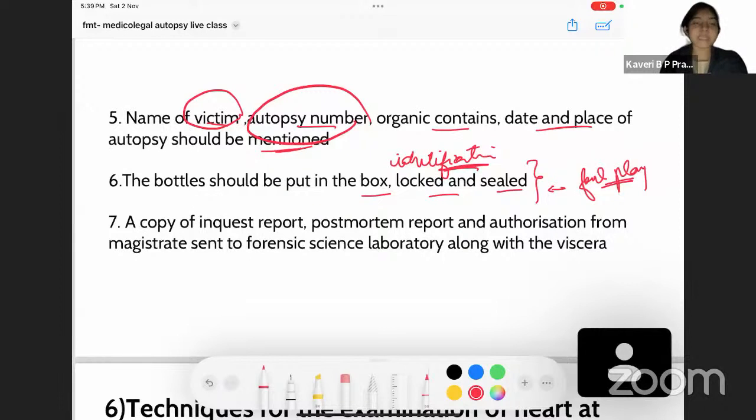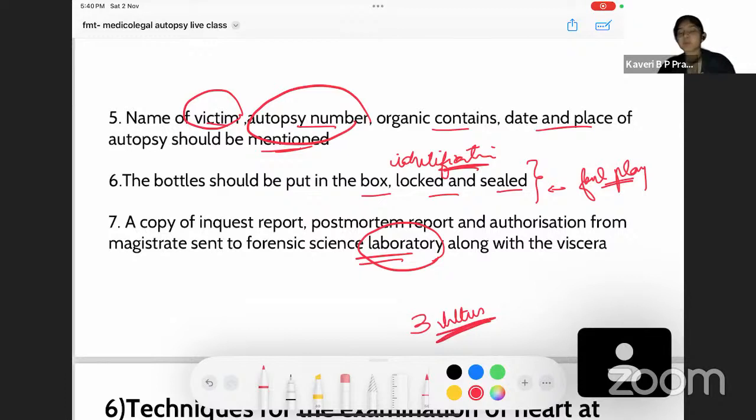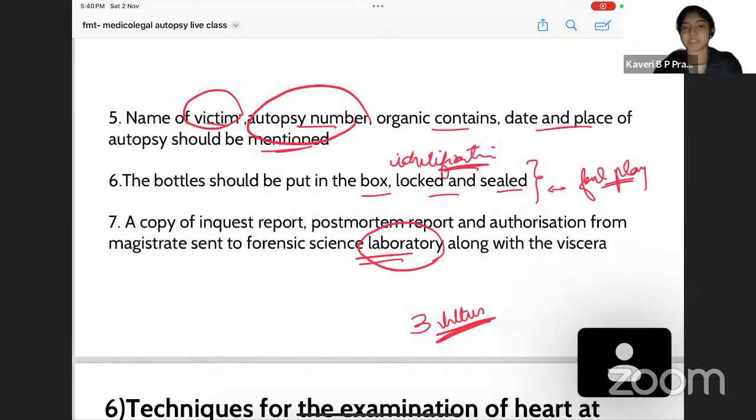A copy of the inquest report, postmortem report, and authorization from the magistrate should be sent to the laboratory. So whenever you're sending these viscera to the laboratory, along with it, you send the inquest report, postmortem report, as well as authorization. These are the three letters that you send. So what are the three letters? Inquest. Inquest is the initial thing that demanded an autopsy. Postmortem report is whatever you find out during postmortem. And the authorization is from the magistrate. There should be authorization sent saying that you have to do an examination on all these viscera. So these three letters should go to the forensic science laboratory.